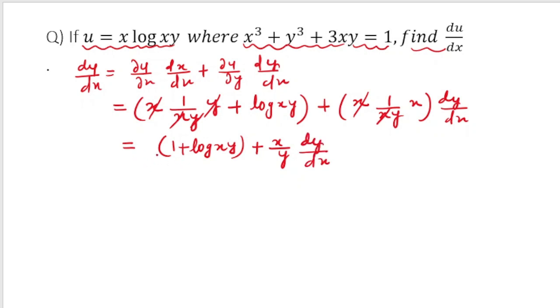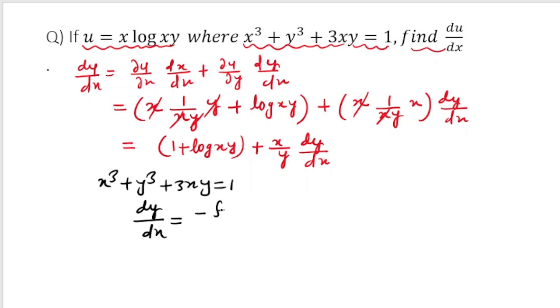Okay, now we have to find dy by dx. So we have the expression, that is x cube plus y cube plus 3xy is equal to 1, and this is an implicit relationship between x and y. So what is dy by dx?